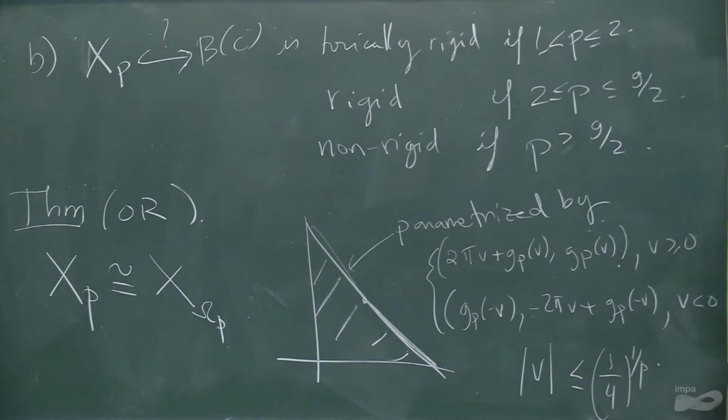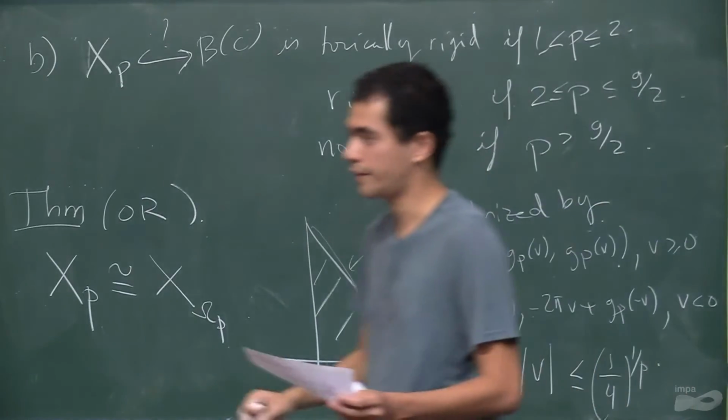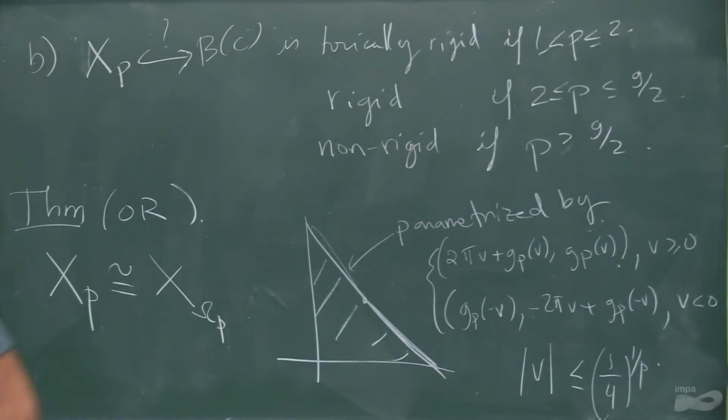And I have to tell you what g_p of v is. It's a kind of slightly ugly formula, but let me write it down anyway. So I wrote it down here. So g_p of v is twice some integral. So it's an integral that you can't compute in general.